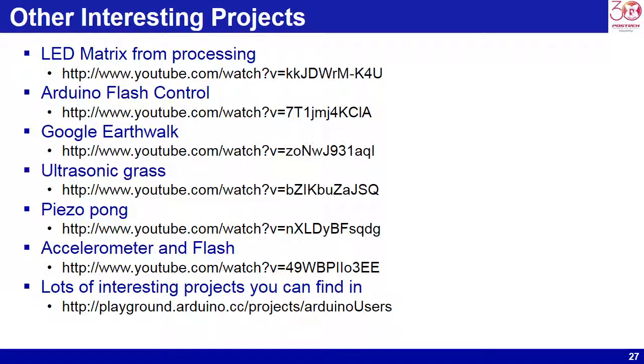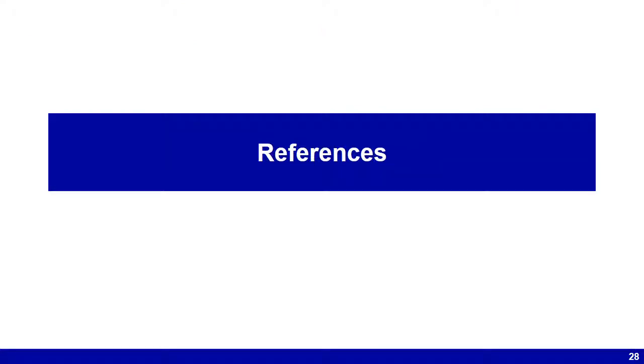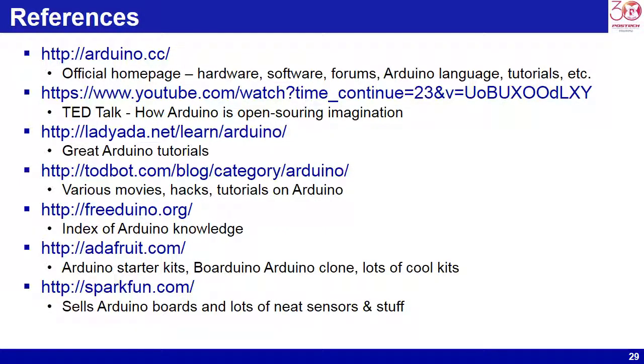Here are many other interesting and exciting projects. An LED matrix can turn the LEDs on and off to suit the mood and speed of the music. A flash control turns on and off the LEDs of various colors. And there is a project like Google Earth Walk that can project a screen of Google Maps onto the floor and you walk to find the way in person. These references can be used to find other interesting Arduino projects.